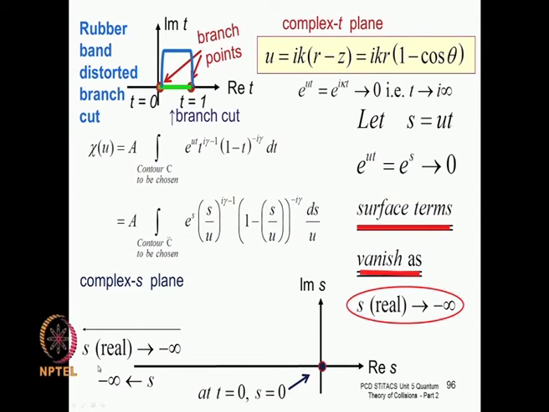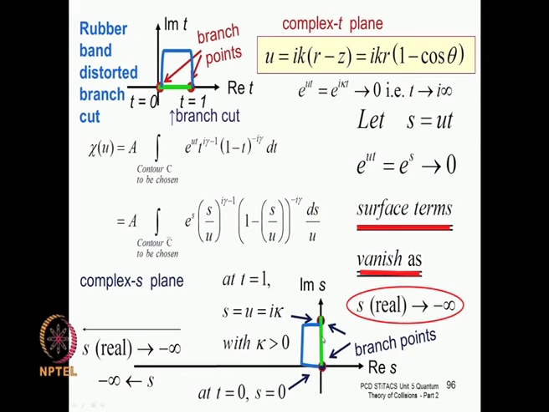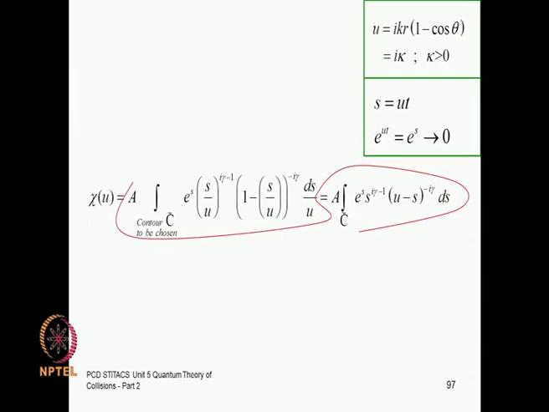Where are our branch points? The branch points were at t equal to 0 and t equal to 1. At t equal to 0, s is 0, and at t equal to 1, s is i kappa. So, i kappa is kappa distance right above the first branch point, along the positive imaginary axis. Now these are your branch points. You have a rubber band distorted branch cut, and you have to choose your path of integration to address these branch points appropriately.